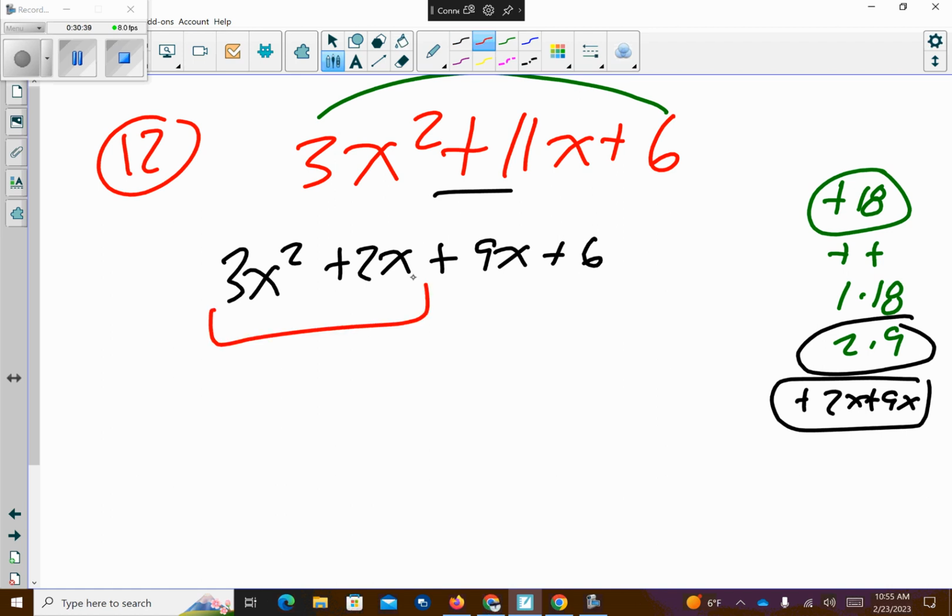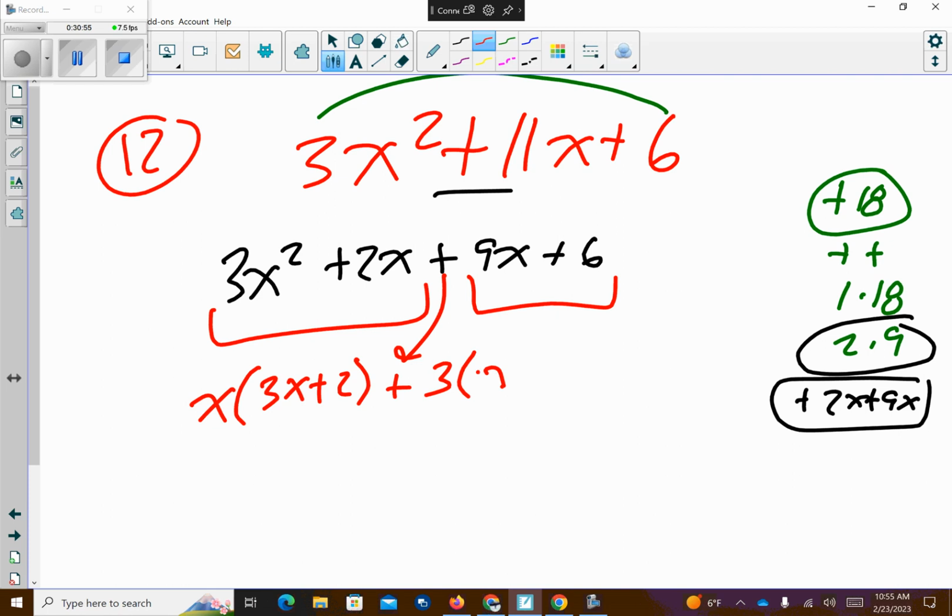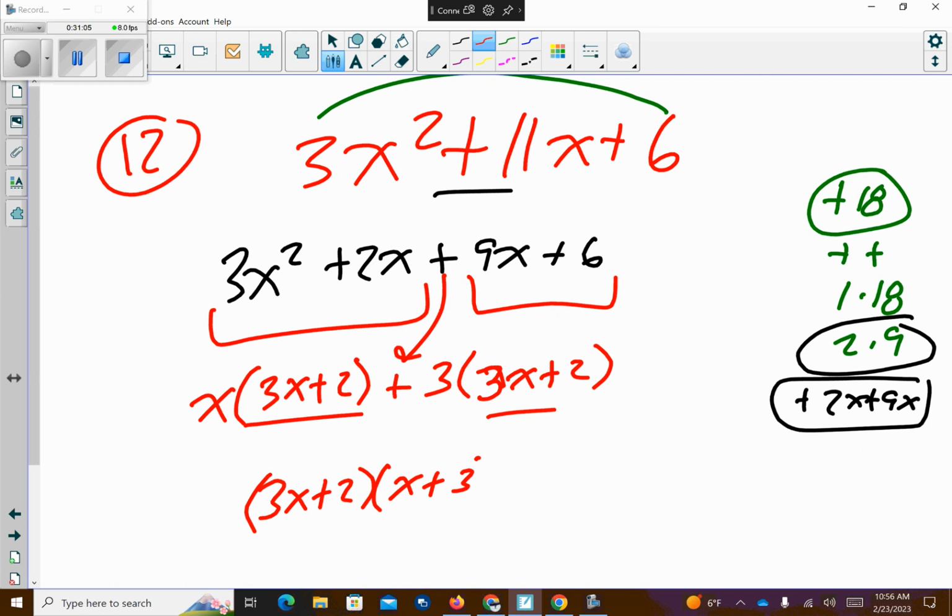What do I have in common between the first two? The middle sign always does what? What do I have in common there? Those are the same. Done.